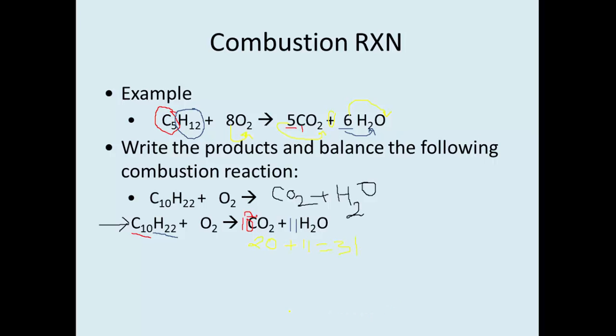But 31 is an odd number, so we can't have that odd of a number. So now we're going to have to relook at our coefficients and see if there's anything that we can change. Well, one thing we can do is actually add a 2 in front of this one. So now that's going to make this be 20 and make this one 22. So that's going to make this 40. And now this here, instead of 11, is going to be 22.